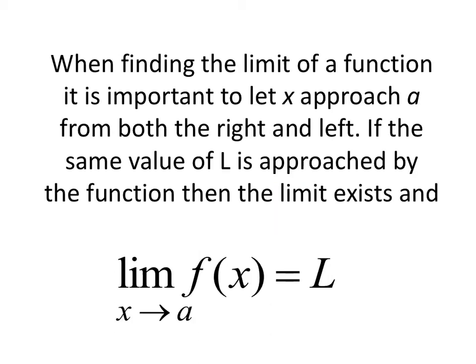So when we're finding the limit of the function, we're going to let x approach a from both the left and the right, and as long as it's the same value of L that's being approached by the function from both sides, our limit exists, and we can say the limit as x approaches a, notice no plus or minus because it's approaching from either direction, of f of x will equal L.